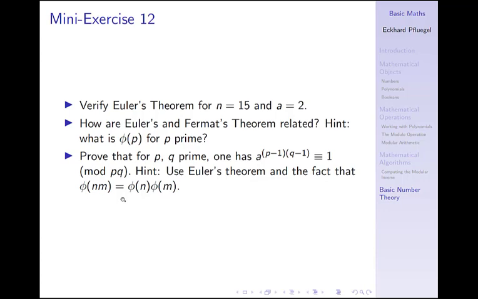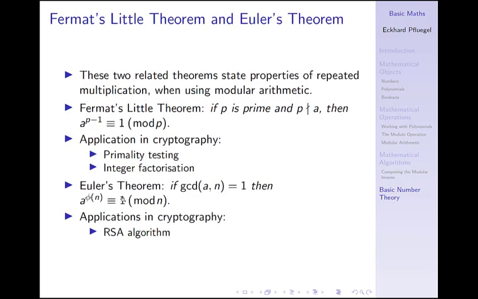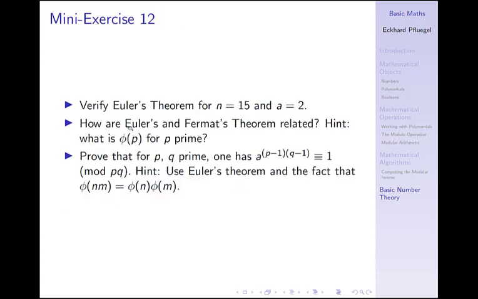Second part, can you understand further how Euler's and Fermat's theorem are related? In other words, if you wanted to have Fermat's little theorem as a specialization of Euler's theorem, then all you need to do is assume that n here is actually prime. So let n be p, and then you will see that you obtain Fermat's little theorem.